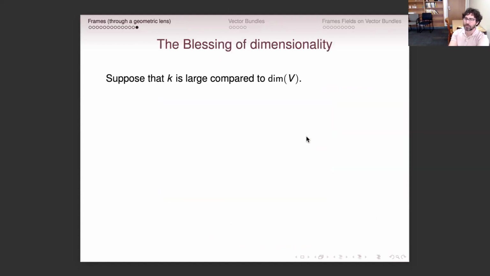So I know that dimensionality tends to get a bad rap, and I always hear people talking about this curse of dimensionality. But in our case, it's actually a blessing of dimensionality. So imagine that we have a frame whose size is very large compared to the dimension of our vector space. What I'm going to do is look at the image of the analysis operator, and that's going to be a very small subspace sitting inside of R to the K.